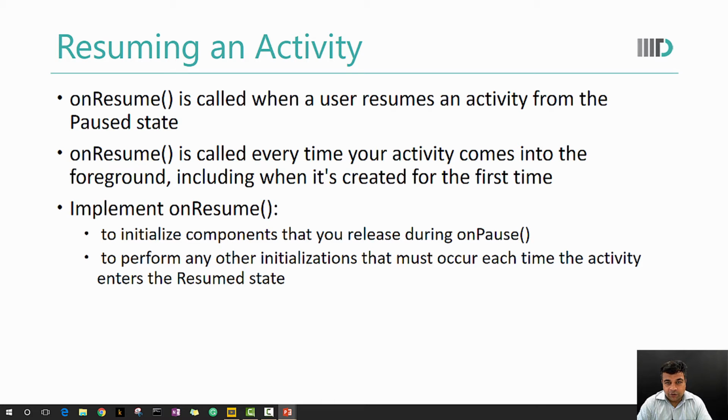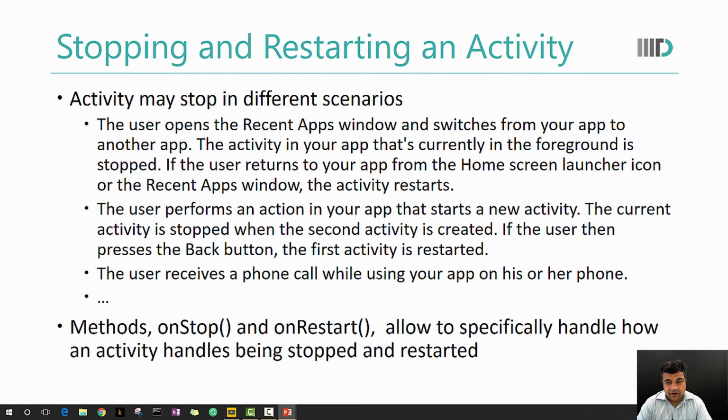Now let's move on to the other two states, that is stopping and restarting an activity. As you may have seen with your use of Android applications and Android phone, an application may stop in different scenarios. For example, from time to time, you switch between one application and another. That is, you go through all your recent apps windows and you choose one application over another. In this case, the activity in your app that is currently in the foreground is stopped, and if you return to your app from the home screen launcher icon or the recent apps window, the activity restarts.